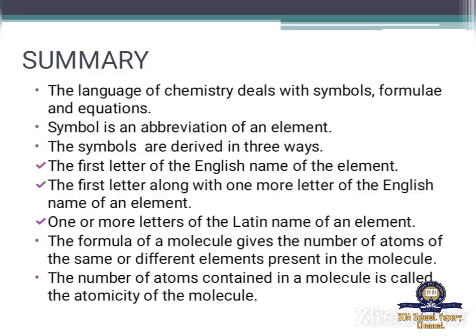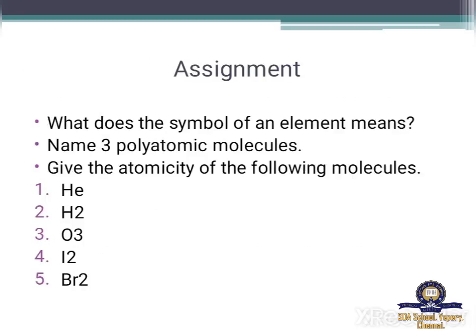So that's all for today's class. Let's see the assignment questions. The assignment questions are: what does the symbol of an element mean? The next one is: name 3 polyatomic molecules. The last one is: give the atomicity of the following molecules. First one is helium, second one is hydrogen, third one is ozone, fourth one is iodine, and the fifth one is bromine.